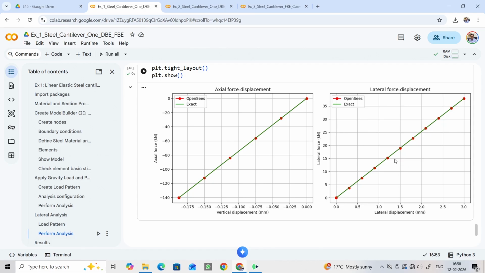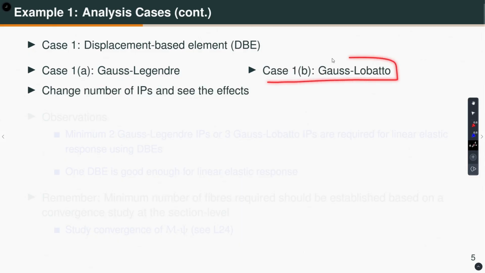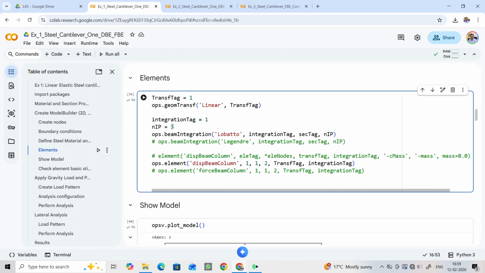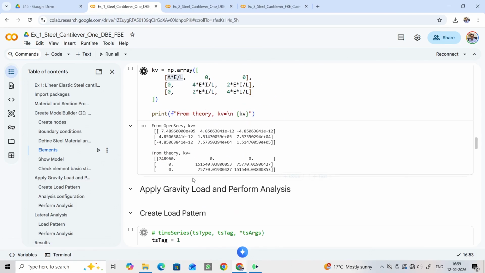So, what I have done? I have used 3 Gauss-Lobatto integration points. I discussed this. That is this analysis case, Gauss-Lobatto with 3 integration points. Now, let me go back and change it to Gauss-Legendre. I have shown you theoretically that only 2 Gauss-Legendre integration points are good enough to get the exact solution for linear elastic behavior. So, therefore, I changed it to 2, and beam integration Legendre, again displacement based element. Let me run it and you can compare, this file is shared with you, you can compare the KV, again they will match quite well.